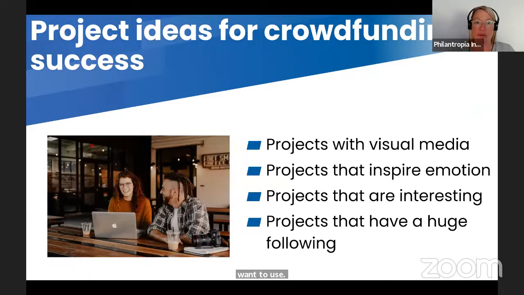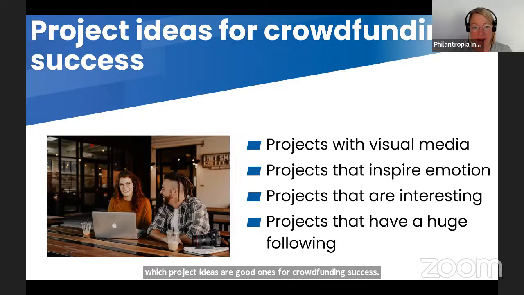So what are projects that can have success on these platforms? What kinds of projects, which project ideas are good ones for crowdfunding success? There's different things that are important, but obviously the easiest things, and I've already seen there's one question, so we'll talk about that in the end a bit longer. This is easiest. If you can kind of tick those boxes, then you will have it very easy on crowdfunding platforms. Or, well, not very easy, but easier.